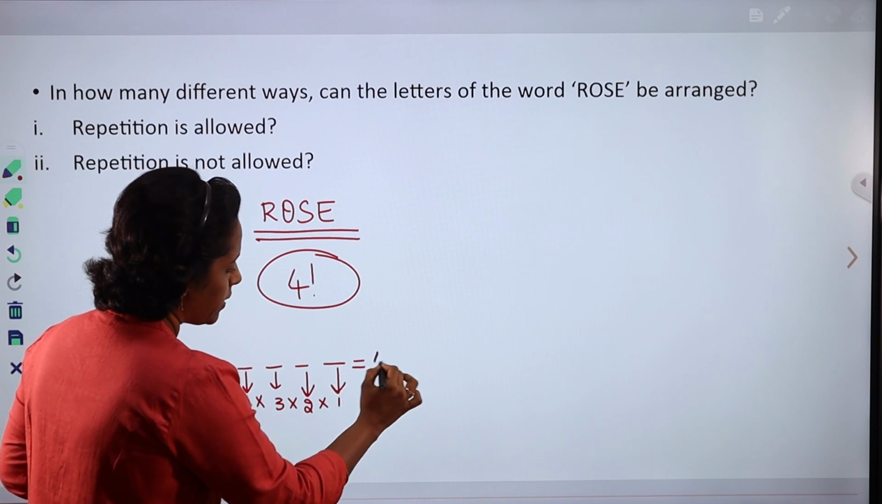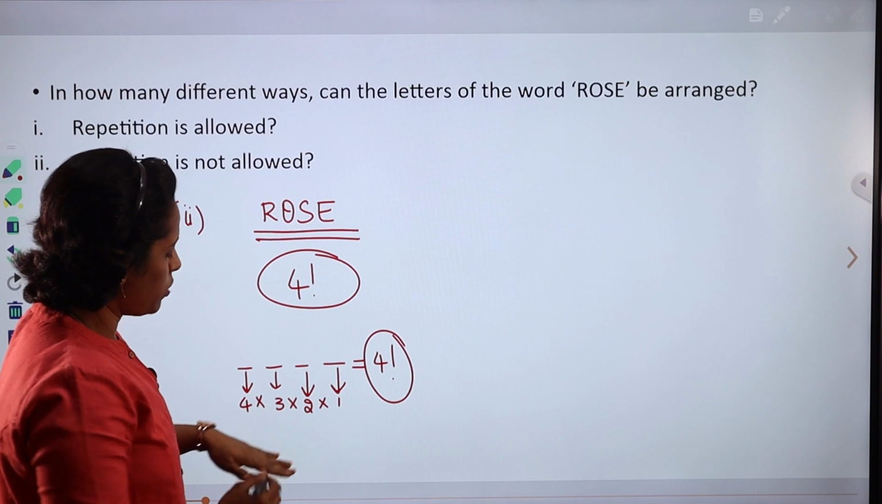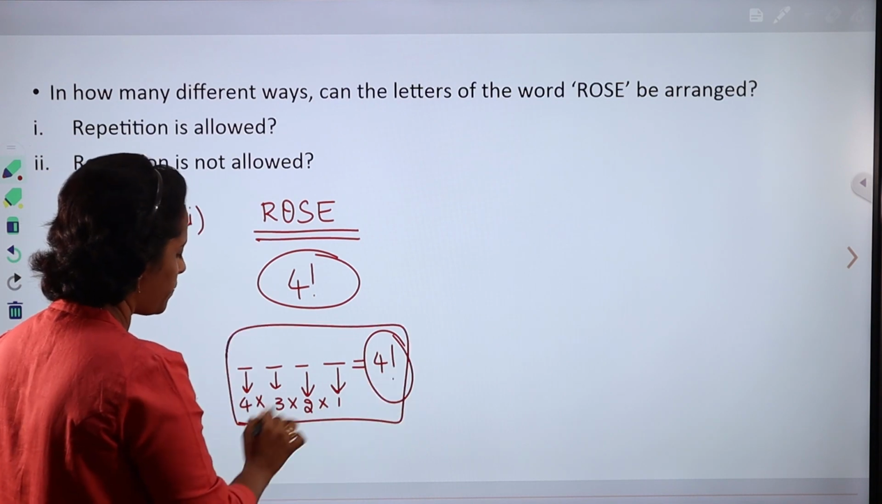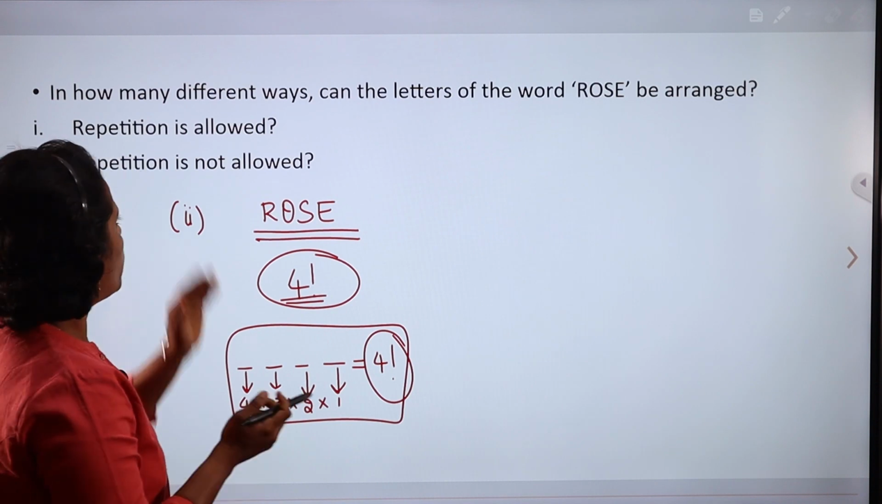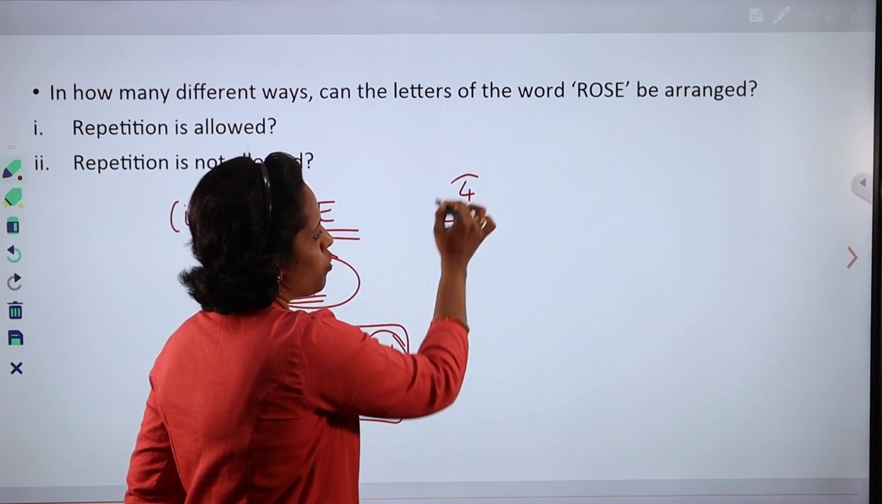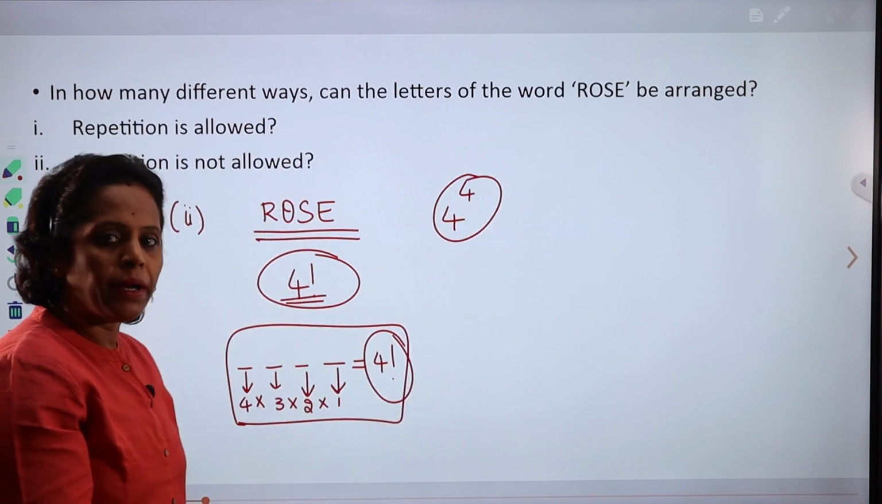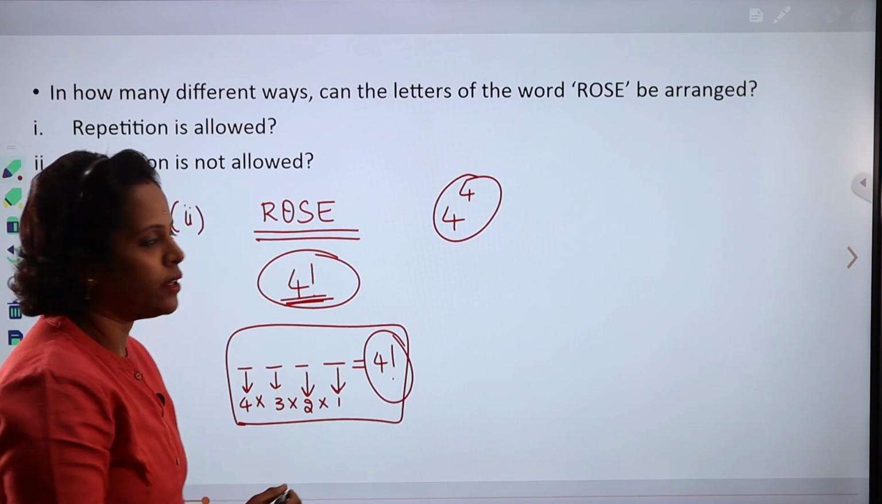So what did we get here? 4 factorial as the answer. In the exam you don't have to follow this. Directly write it as 4 factorial. Whenever the repetition is allowed, the number of words will be 4 power 4. Whenever repetition is not allowed, we have the answer as 4 factorial.